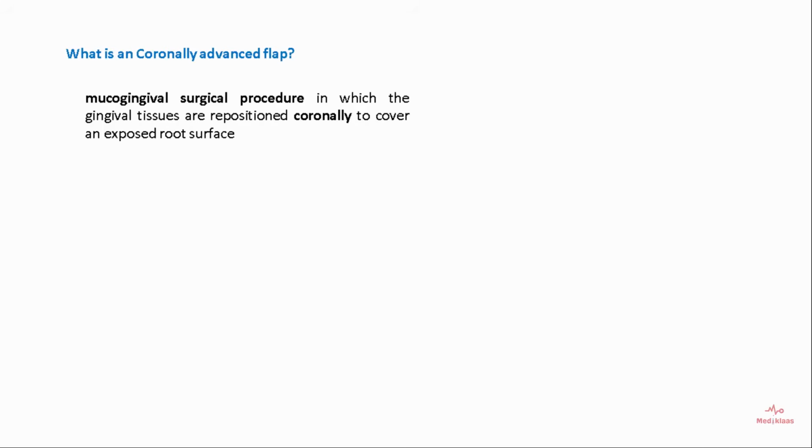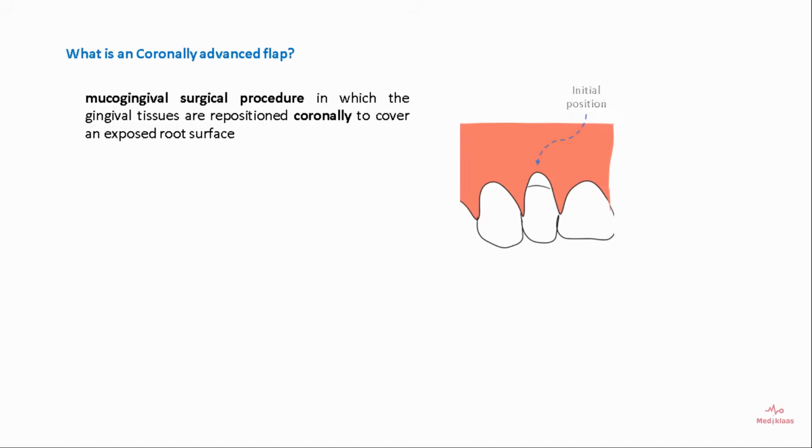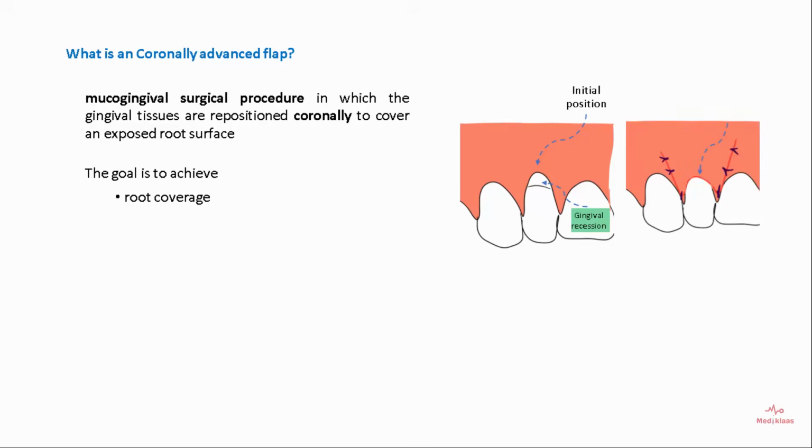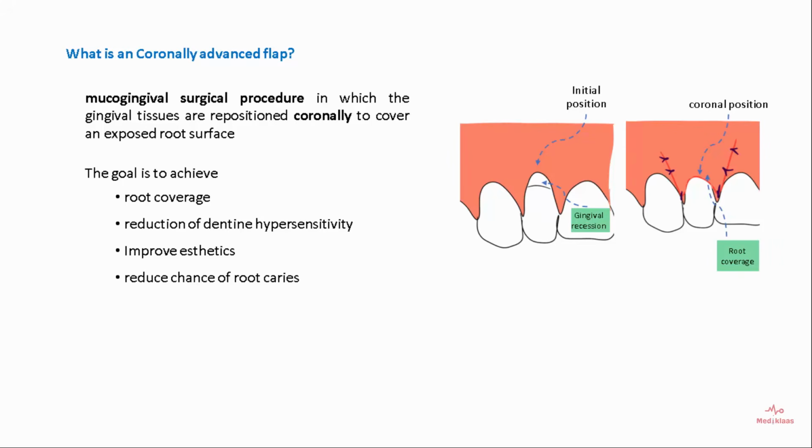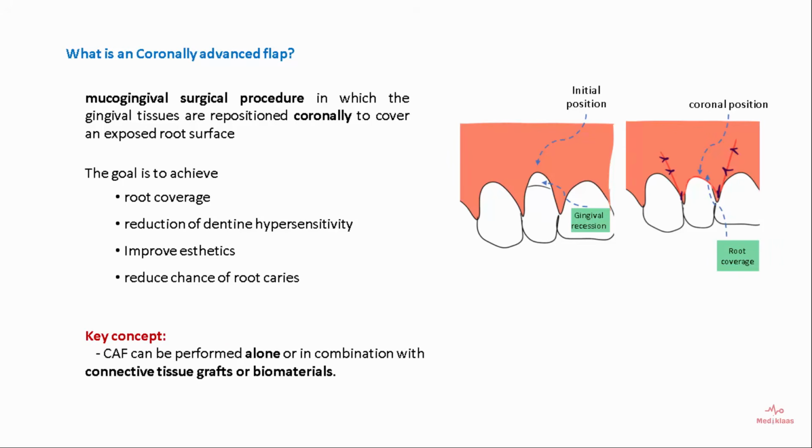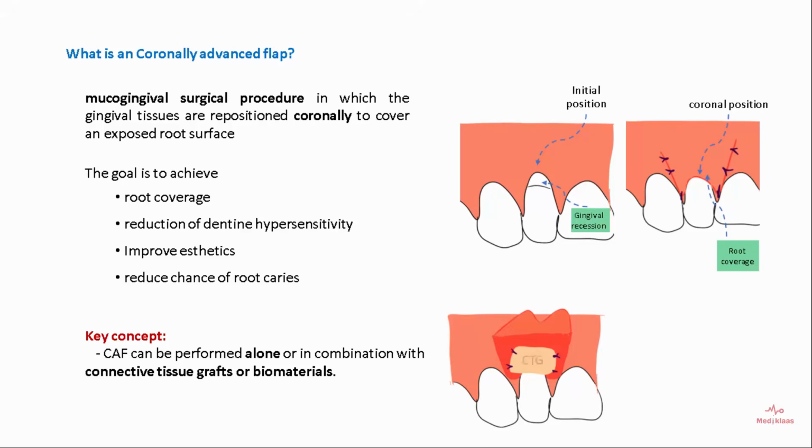So what is a coronally advanced flap? It is a mucogingival surgical procedure in which gingival tissues are repositioned coronally to cover an exposed root surface. The goal is to achieve root coverage, reduction of dentine hypersensitivity, improve aesthetics, and reduce chances of root caries. The key concept here is that coronally advanced flap can be performed alone or in combination with connective tissue grafts or different biomaterials.